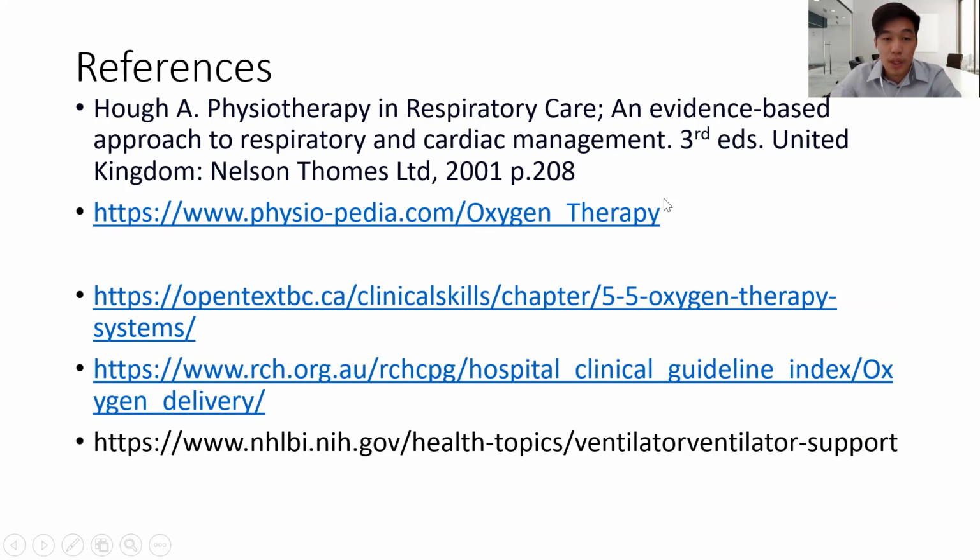And these are the references: Wikipedia and some other references such as the RCH Australia and ncbi.nih.gov. So this is my presentation on oxygen therapy.